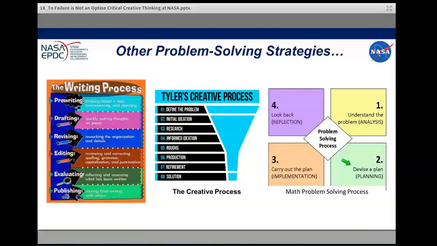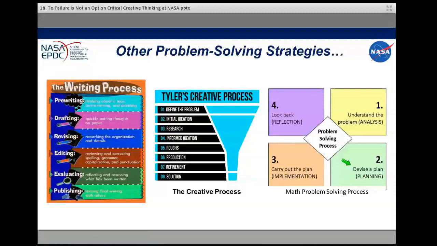So the problems may be different from what our predecessors might have been solving tens of thousands of years ago, but the process is still pretty much the same. And so the engineering video that I kind of skipped over says to engineer is to human.